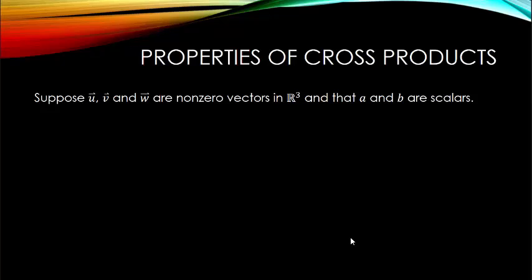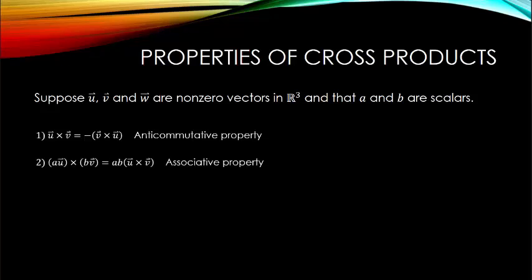Suppose u, v, and w are non-zero vectors in R3 and that a and b are scalars. The first property of cross products is that u cross v is equal to the negative of v cross u. This is called the anti-commutative property. The second property is that a times the vector u cross b times the vector v is the same as the product of a and b times the cross product of u and v. This is the associative property for cross products.